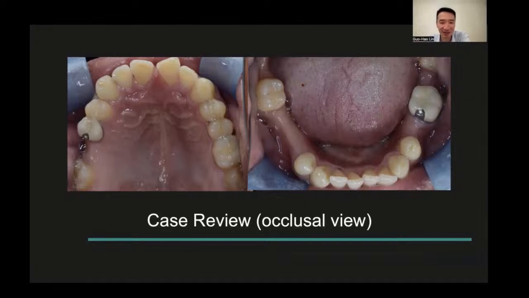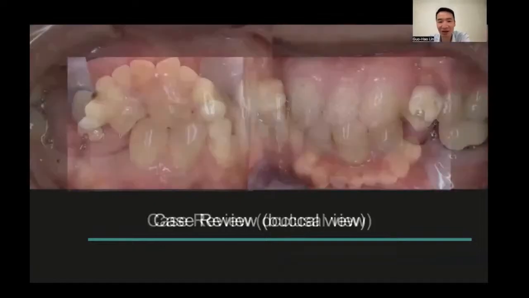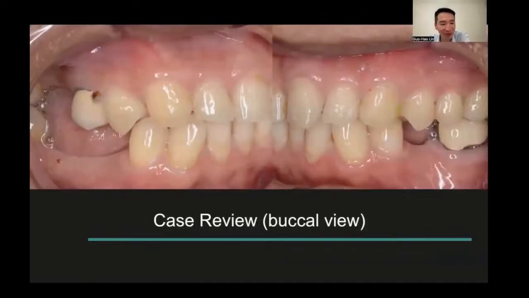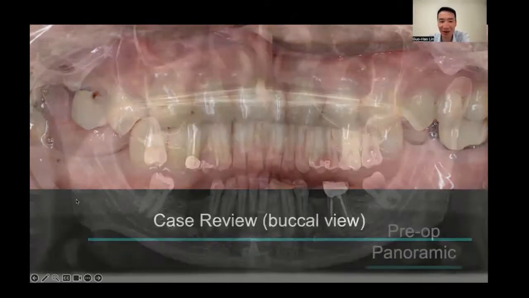So in the end, I'm just going to show you a really quick case review in terms of the guided system. This patient had a very, very limited mouth opening. Initially we were thinking about a static guided system. However, the patient was not able to tolerate the vertical dimension of the surgical guide. So we went with a navigation guided system, especially for the number 29, 30 area.